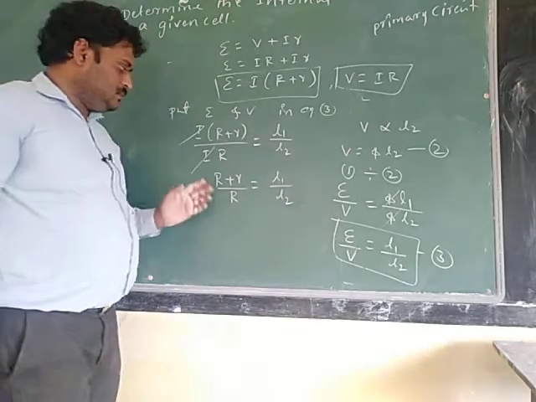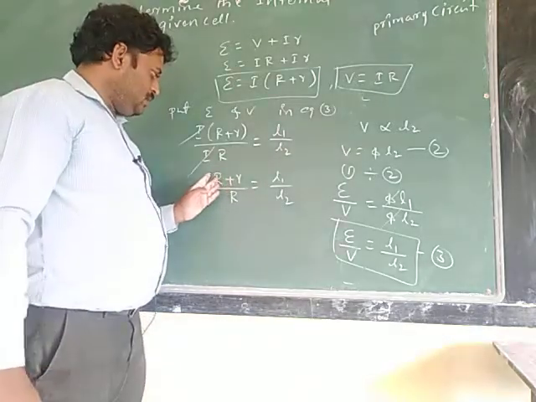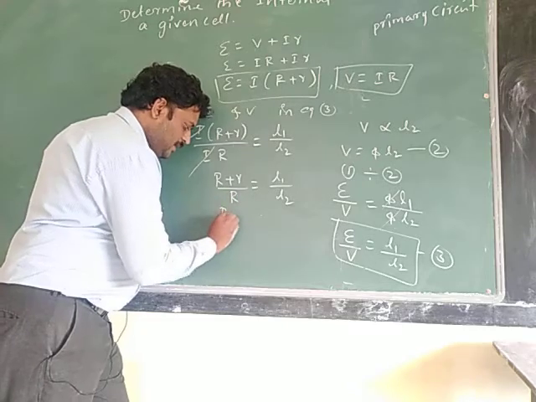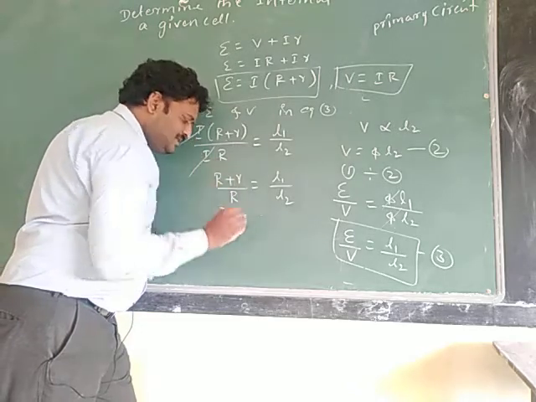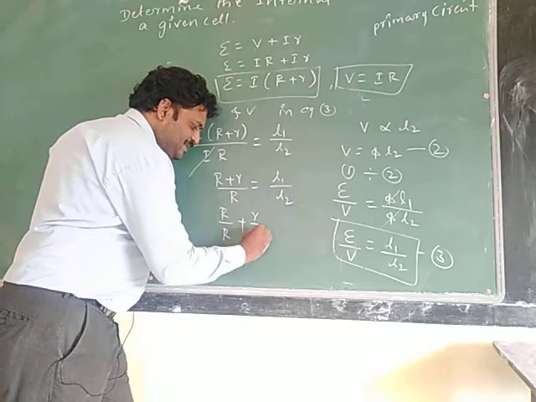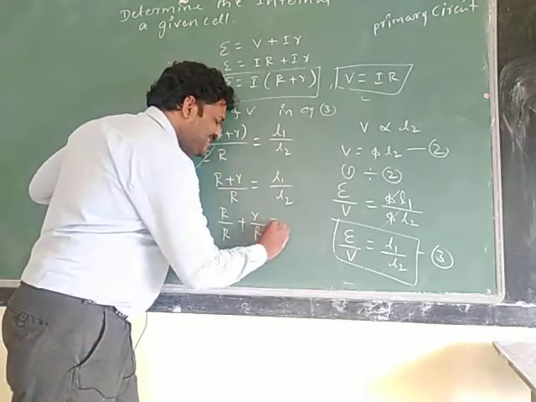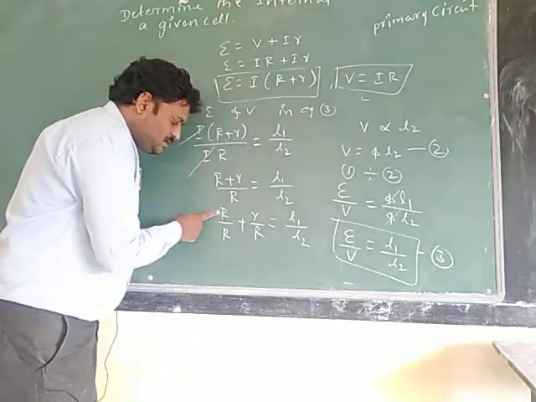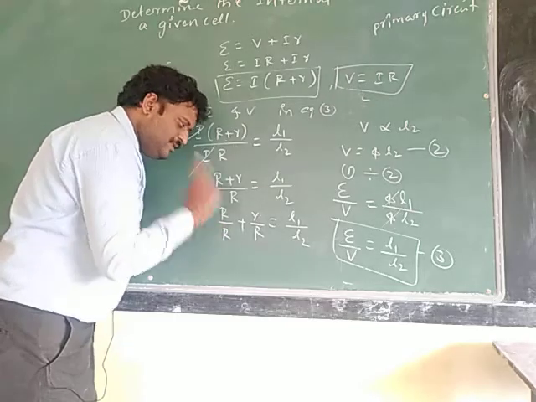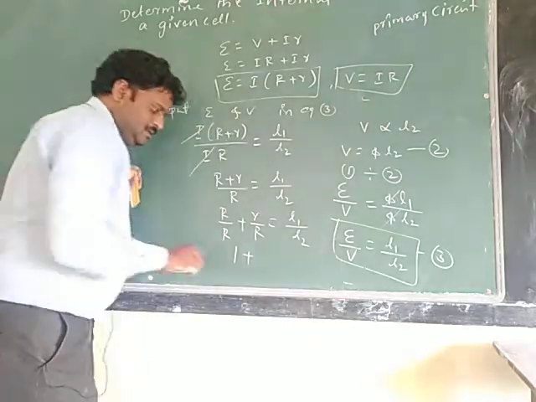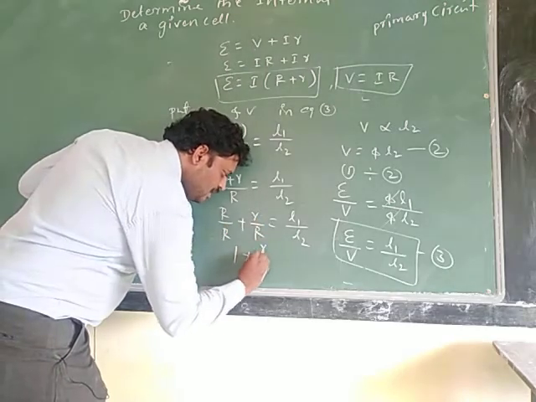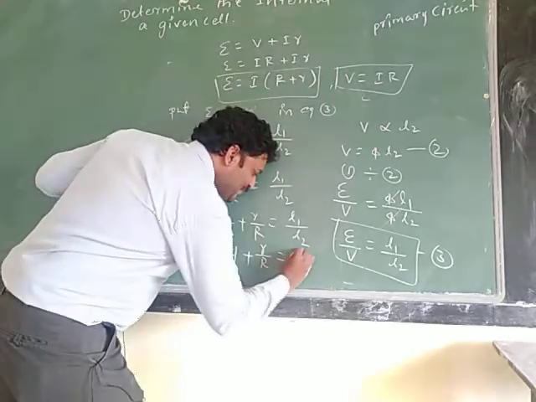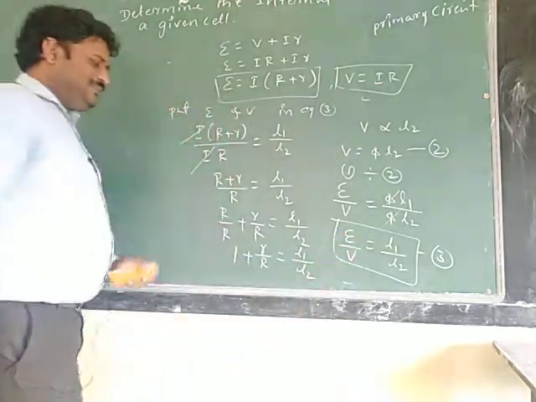Now you do one thing. You separate the variables. We can separate (R plus r) divided by R as R by R plus small r by capital R, and that is equal to L1 by L2. R by R will be 1, so 1 plus what is remaining here? It is small r divided by capital R, and that is equal to L1 by L2.